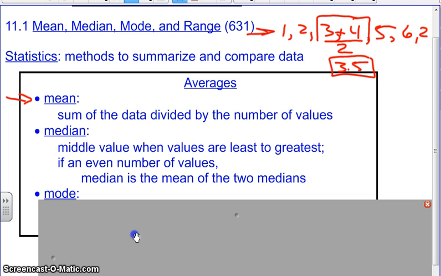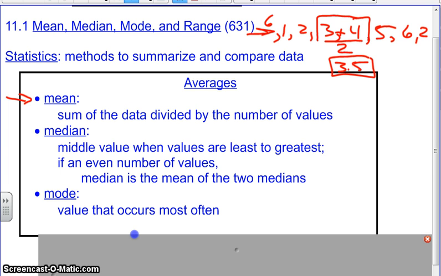What if I gave you another piece of data for this set and I said 6? Now we have 6, 1, 2, 3, 4, 5, 6, 2. So now what's the mode now? Good, 2 and 6. You can have 2 modes, like you can have 2 scoops of ice cream. Okay. So mode, value that occurs most often.